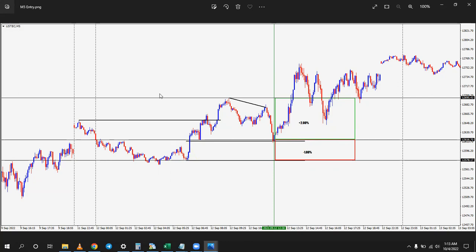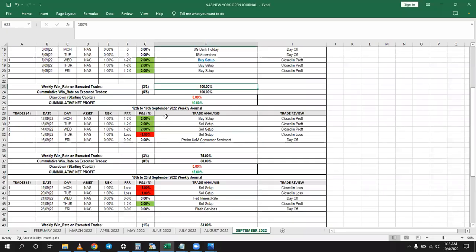Before the New York Open, it is our signature that we use to place these entries here. And as you can see, Monday, the buy setup, closing profit. Let's get to the 13th, the second day.